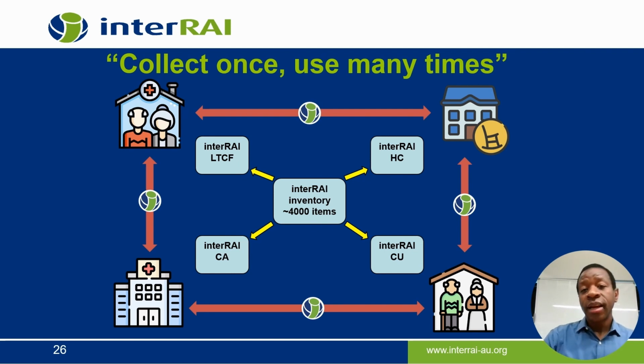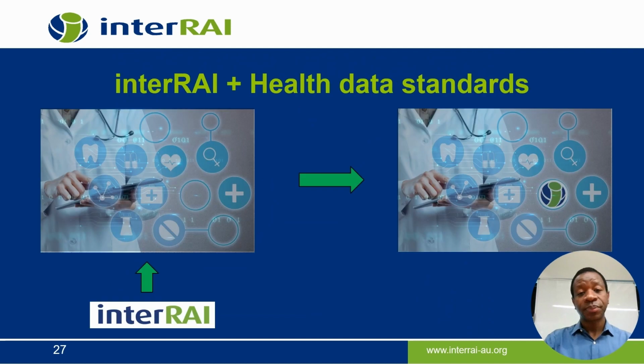However, at inter-rai Australia, we believe it's now time to expand that principle beyond the inter-rai ecosystem and start to build capability to share data with other health information systems, in particular, electronic medical and electronic health record systems. In order to achieve that, we need to align inter-rai systems with existing data standards that currently underpin health information systems in other settings. Firstly, those EMRs and EHRs in particular use terminologies to identify health concepts and to maintain semantic meaning of those concepts.